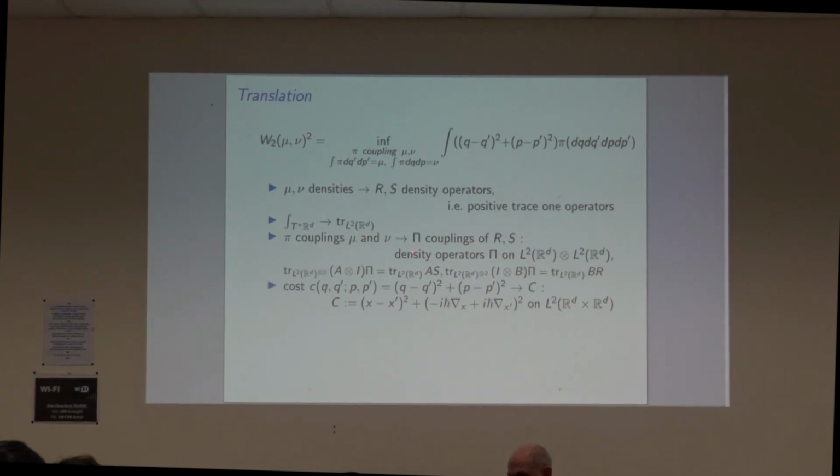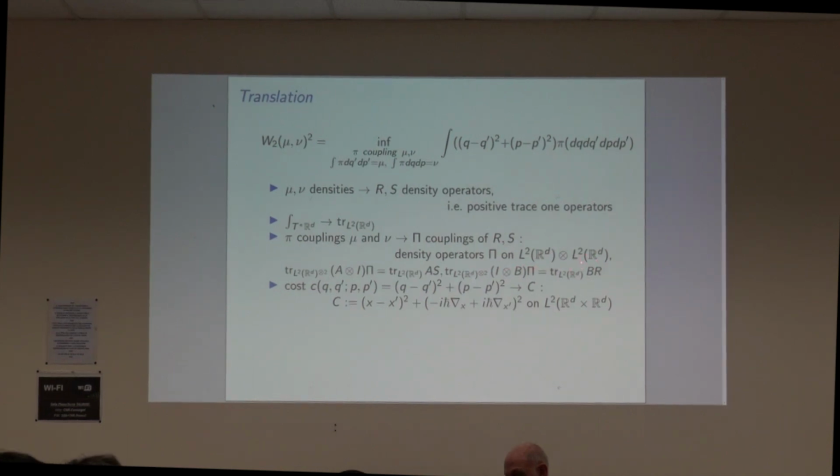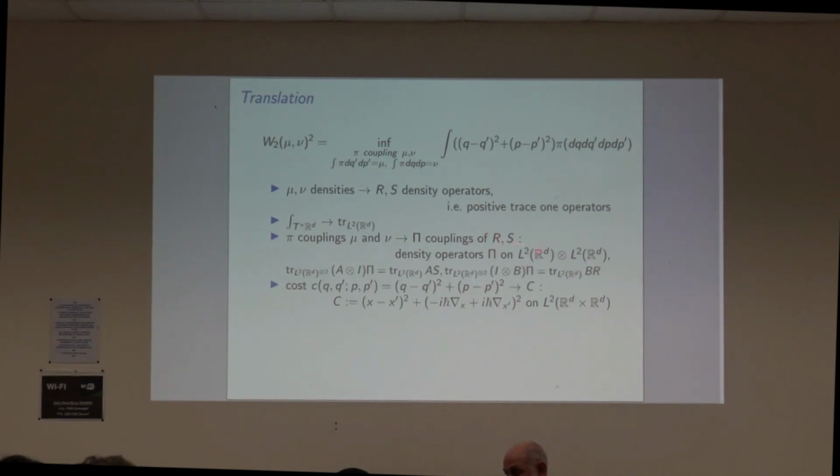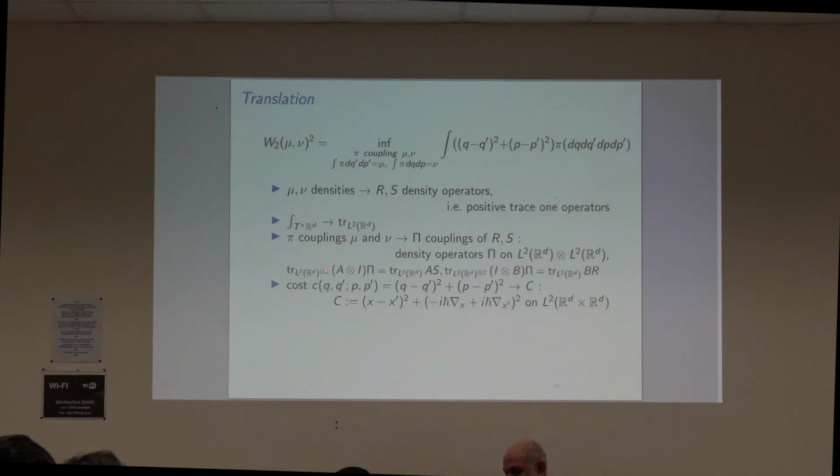Thirdly, a coupling of mu and nu should be another density matrix with the property that, because this should be a density operator on this tensorial product, if you take the partial trace with respect to the second factor, you get R. If you take the partial trace with respect to the first factor of this tensorial product, you get the second one. This is the equivalent of the case where you integrate over the second variable or integrate over the first one. So this gives you a definition of coupling. And the cost should be the function that we had before, that is this one.